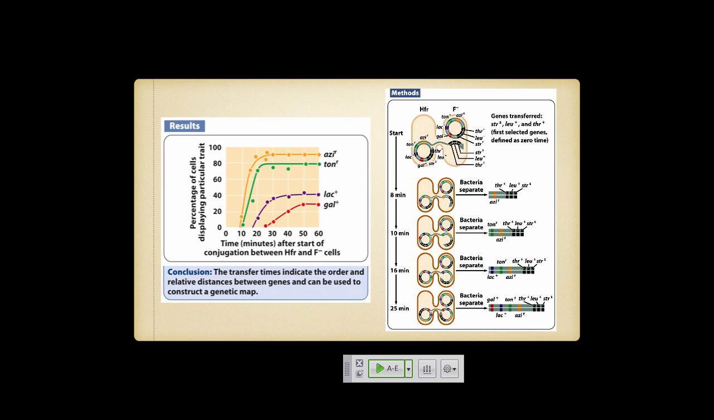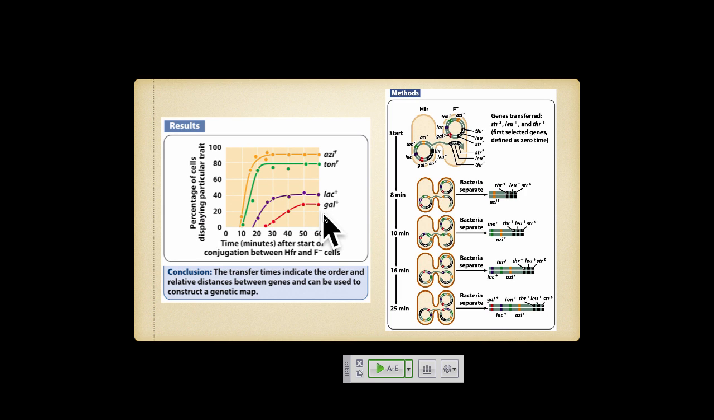So here's this rather complicated slide. All it's really showing is how long it takes for each of these genetic markers to show up in the recipient cell. So we set up this conjugation experiment. We just mix the two strains together. And what the graph is showing you is, which gene transferred first? The azide resistance transferred first, then the TON resistance, then LAC plus, and then GAL plus.